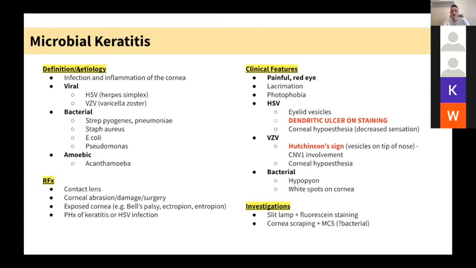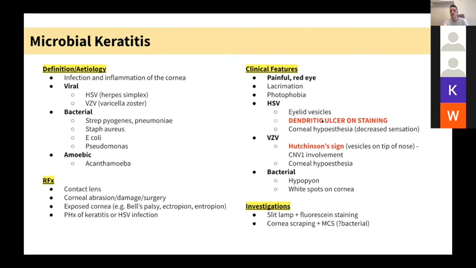So with microbial keratitis, so viral, bacterial, and amoebic are the three different groups, but it's usually going to be viral. And when we think of viral, the two main ones are HSV and VZV. So risk factors, again, pretty much the same as all the other ones. So contact lenses, abrasions, and so on. Clinical features as well, again, same type of thing, painful red eye, lacrimation, photophobia, but a few key differentiating things.